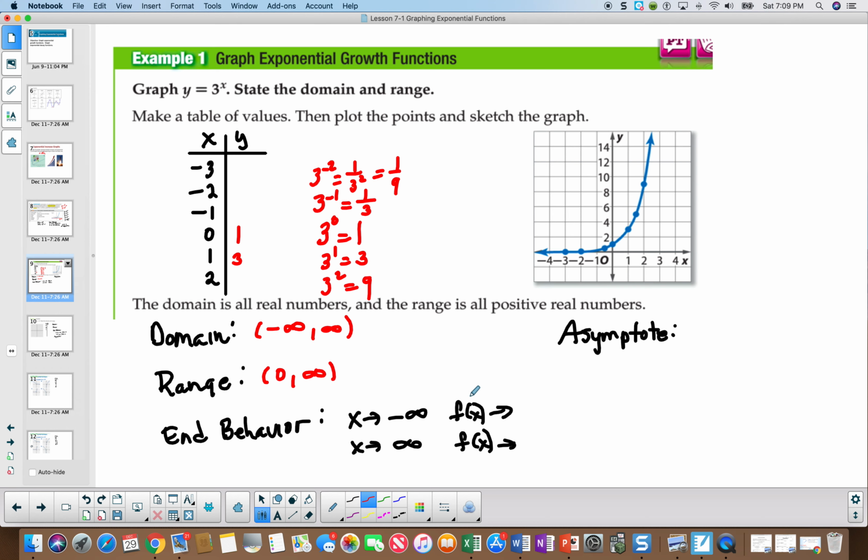And then our end behavior, as x goes to -infinity, f of x approaches 0. As x goes to infinity, y approaches infinity here. So whenever this happens, as end behavior becomes a constant, we know we have an asymptote, and that'll be y equal to 0, which is also the x-axis.